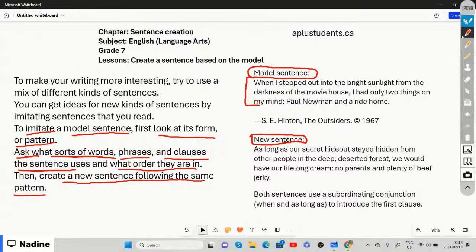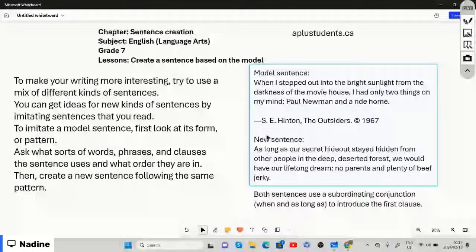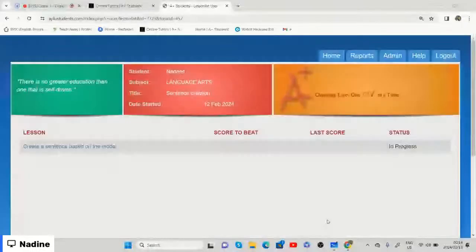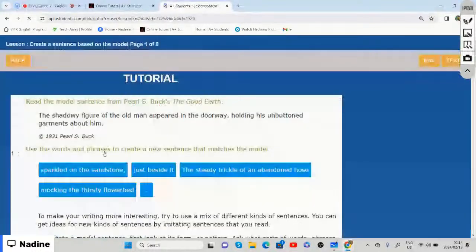And when it comes to our lessons, we are doing our tutorial lesson on aplusstudents.ca. So we're going to aplusstudents.ca, and that is where we're going to continue with our lesson on how to create a sentence based on the model, under our chapter of sentence creation. All right, so we're going to create a sentence based on the model.